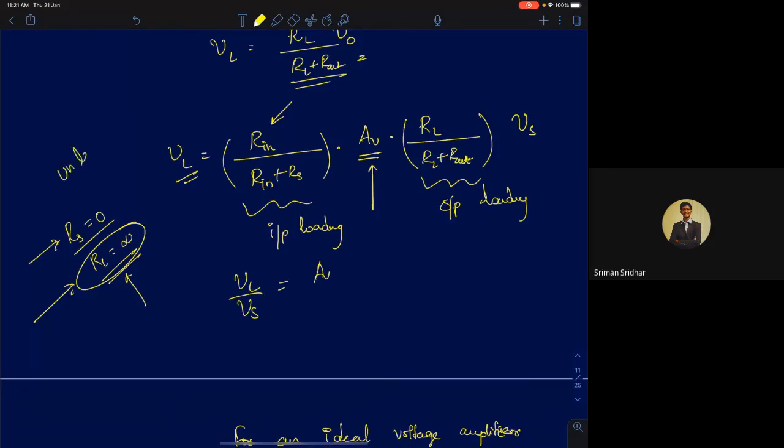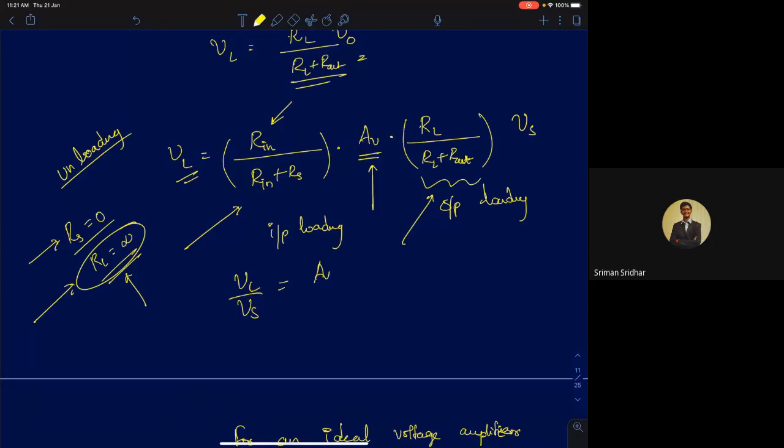You are not loading the amplifier either at the input side or at the output side. So these two factors, Rin by Rin plus Rs, and Rout by RL by RL plus Rout, are called input and output loading terms. Because of the amplifier's finite output resistance and finite input resistance, and the voltage source's finite resistance, your gain will reduce from its maximum attainable value.